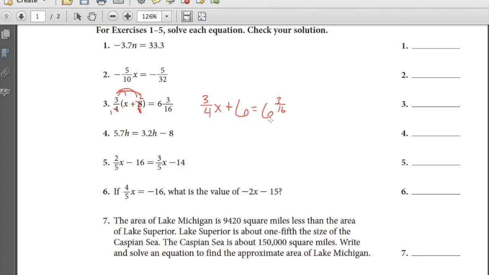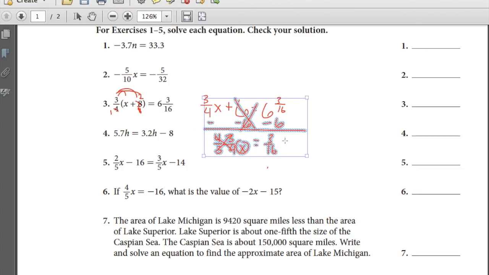And you might be thinking about changing 6 and 3/16 to improper, but if I minus 6 from both sides, what I end up with is 3/4 x, 6 minus 6 is 0, equals 3/16. To isolate the variable, I'm going to multiply by the reciprocal, also known as dividing by 3/4. So that isolates the x, and then I'm going to multiply by the reciprocal on the right hand side, canceling out the 3's. 4 goes into 4 once, 4 goes into 16 4 times. We're left with 1/4. So x is equal to 1/4.